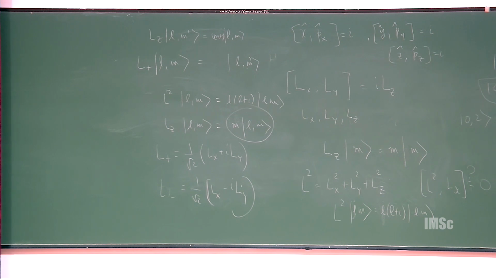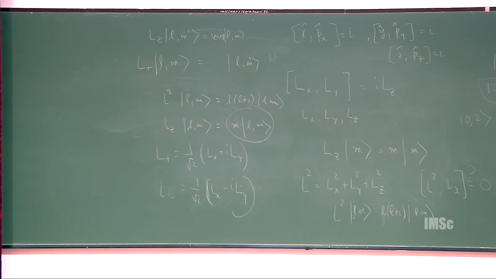So if l is 1, it can go from minus 1, 0, 1. If l is equal to 2, you will have minus 2, minus 1, 0, 1, 2. That's your state, number of states is 5. If you start with 3, minus 3, minus 2, minus 1, 0, 1, 2, 3, I can't go above 3. So there are 7 states, 2 into 3 plus 1. So that is what is going as 2l plus 1.